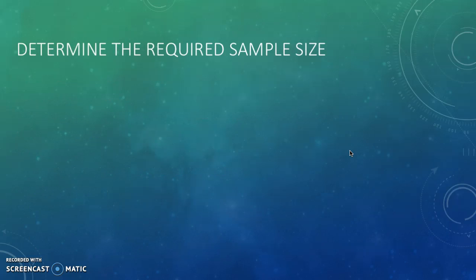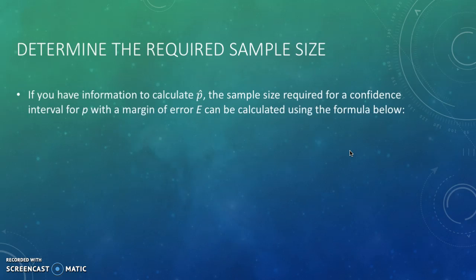Okay, and then there's determining a required sample size. I don't focus as much on this, but there are some practice problems related to it. So this would be if you were the researcher and you wanted to make sure you had enough individuals in your sample to be able to calculate a confidence interval. So if you have information to calculate p hat, then the sample size that's required for the confidence interval can be calculated using this formula.